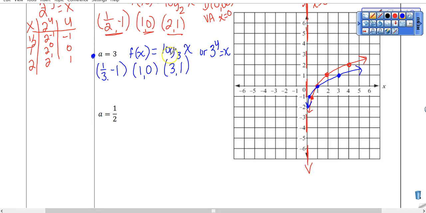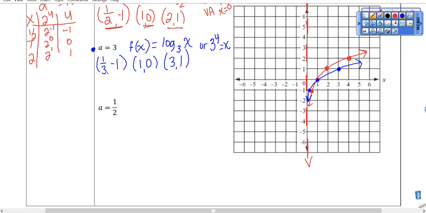So with this one, you were using base 3, just the basic function. So 1 over 3, -1, 1, 0, 3, 1, graph them. It has the same domain, so we don't have to worry about a domain shift or a vertical asymptote shift. The last one is different because your base is less than 1.